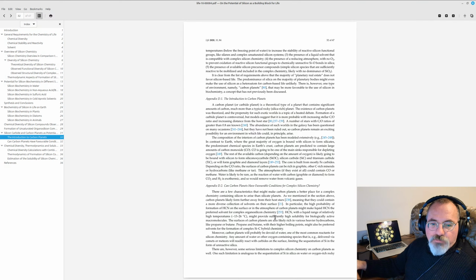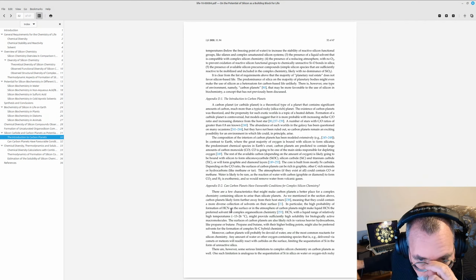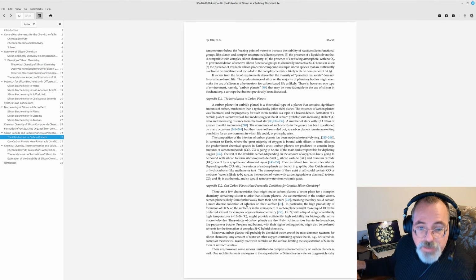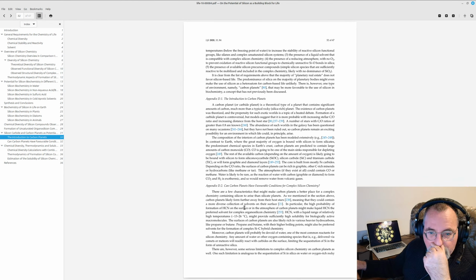HCN, with a liquid range of relatively high temperatures, minus 13 to... is that minus 13 to? Yeah, that's minus 13 to 26 degrees centigrade. Might provide sufficiently high solubility for biologically active macromolecules. The surfaces of carbon planets are also likely rich in various heavier hydrocarbons like propane or butane. Propane and butane, with their higher boiling points, might also be preferred solvents for the formation of complex silicon-carbon hybrid chemistry. However, carbon planets will probably be devoid of water, one of the most common reactants for silicon chemistry.